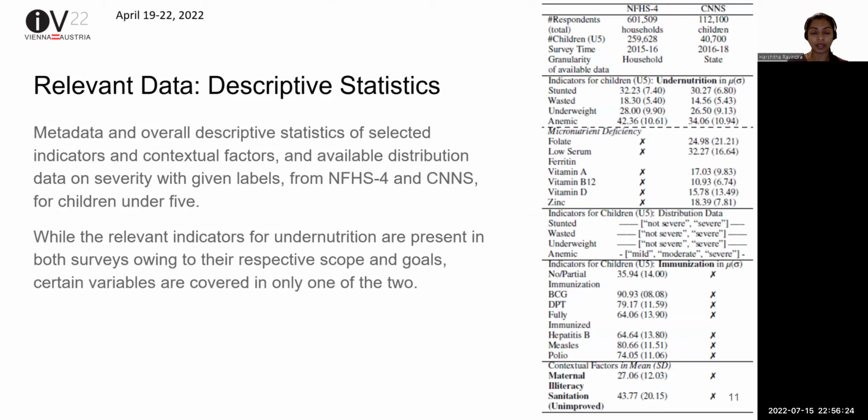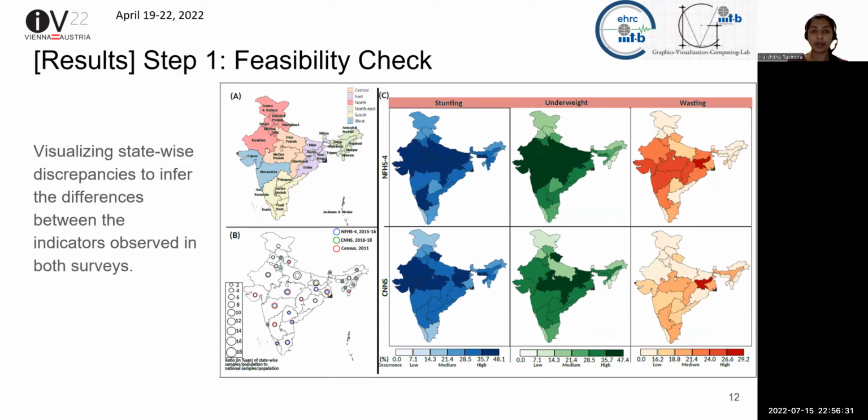Let us now discuss step 1 here. Our first step is to establish the feasibility of integrating the selected surveys. Region-wise grouping of 30 states and distribution of sample population covered in the surveys are shown in figure A and B, respectively.